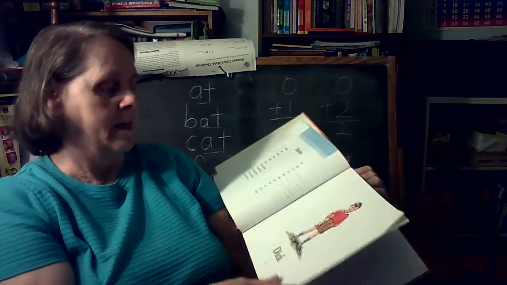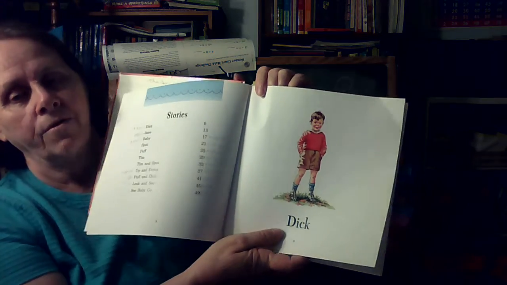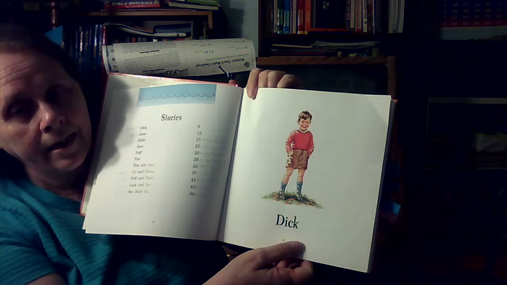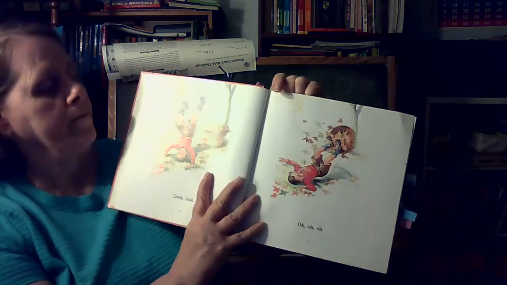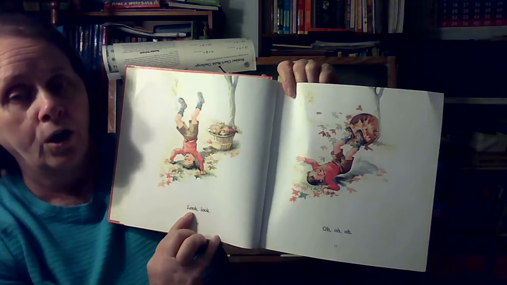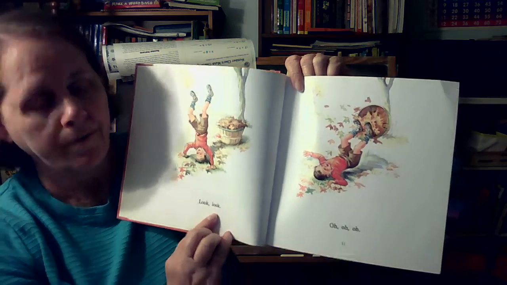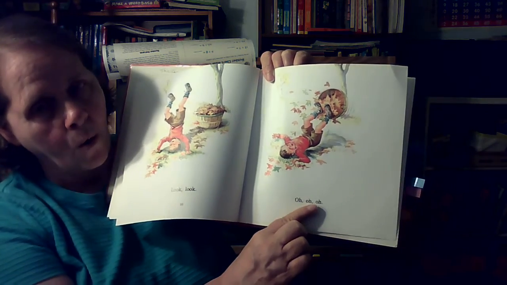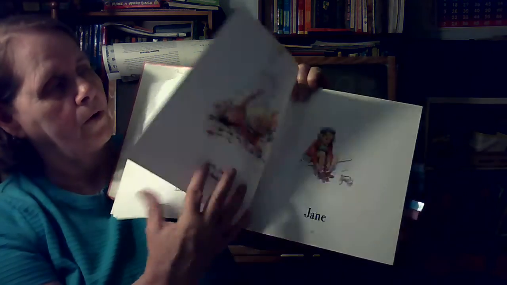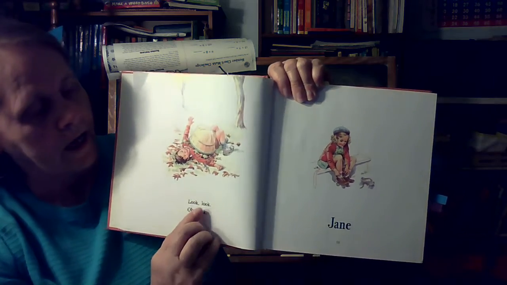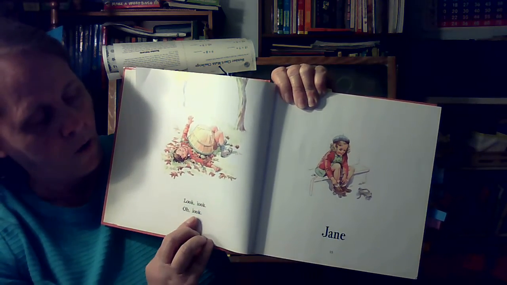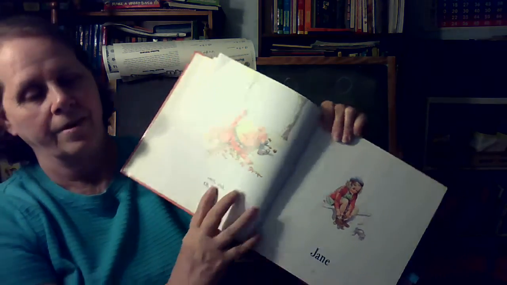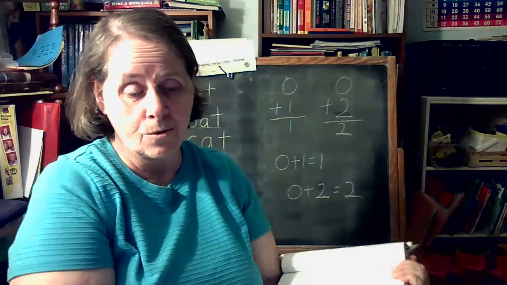So let's see what the words say. First we have his name, Dick. That's who the story is about. Then it says, look, look. Oh, oh, oh. Look, look. Oh, look. And that's the end of our first story.